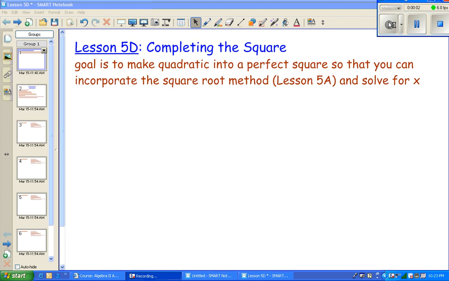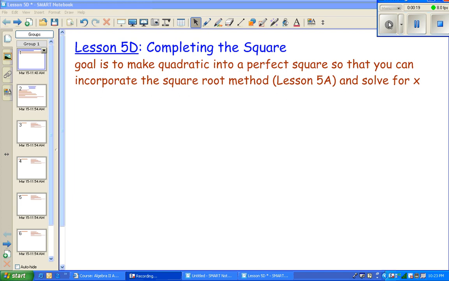Lesson 5D is on completing the square. This is a topic that you're going to revisit later on in the year when we start doing conics. So it is a pretty important lesson that you understand. Probably not the most used when it comes to quadratics, but it gives you another option.